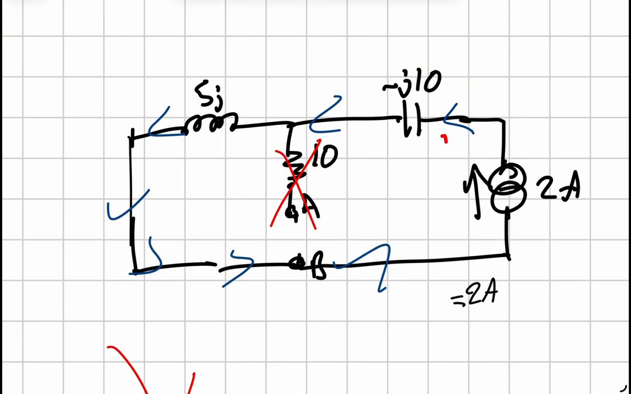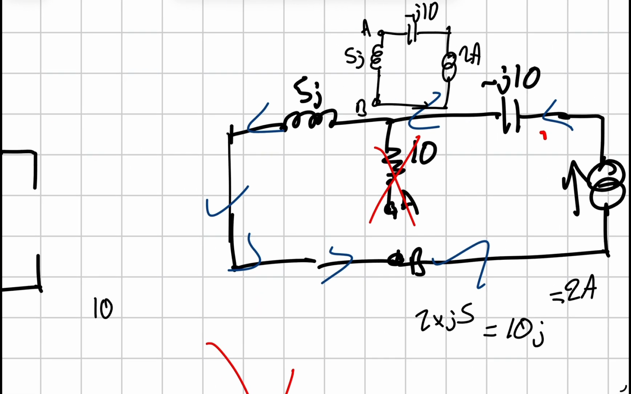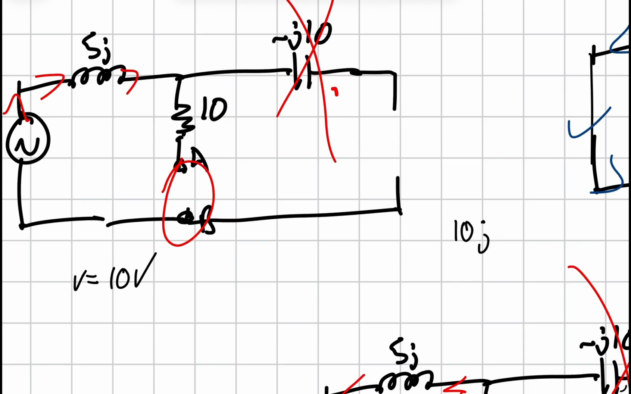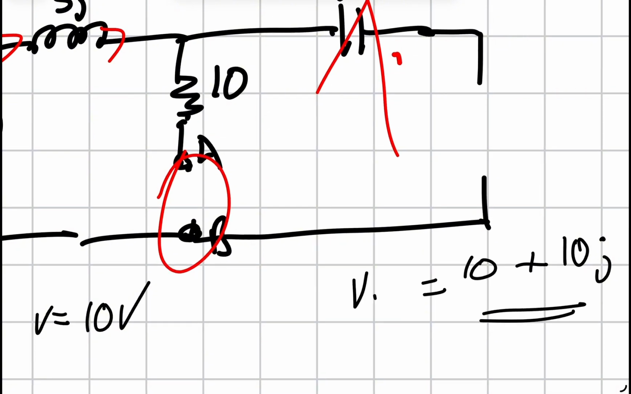figure out where the A and B node is. So I would use this as my resistor, well, my inductor, sorry, because the way that I would draw it is that I would make AB here, and then minus J10 is there. That's how I would imagine it. So the 5J is my resistor I'm going to use for Ohm's law, 2 times J5, which will equal 10J. So my contribution is 10J plus whatever I got from there, plus 10, and that is my Thevenin resistance.